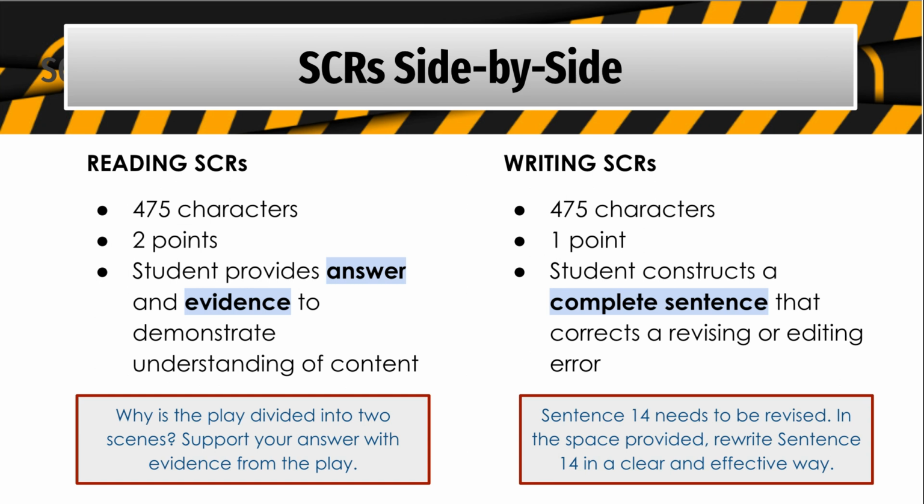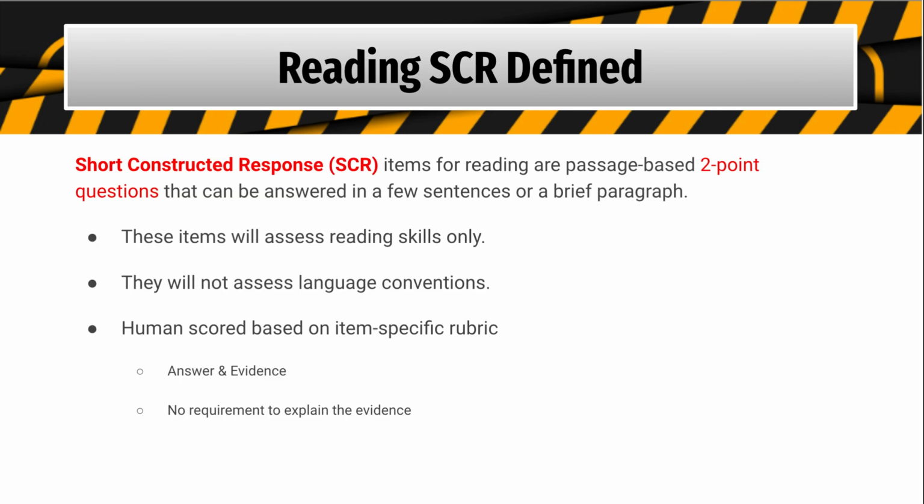The reading SCR prompts are passage-based questions worth 2 points that can be answered in a few sentences or a brief paragraph. These items assess reading skills only, not language conventions like grammar, capitalization, punctuation, etc. Raters will be using an item-specific rubric looking for the answer to the question and evidence to support it. No explanation is needed in order to successfully answer the question.